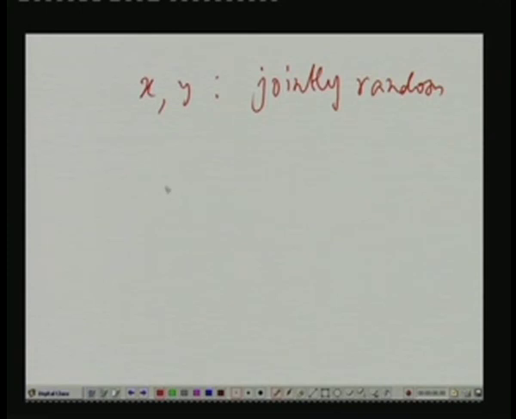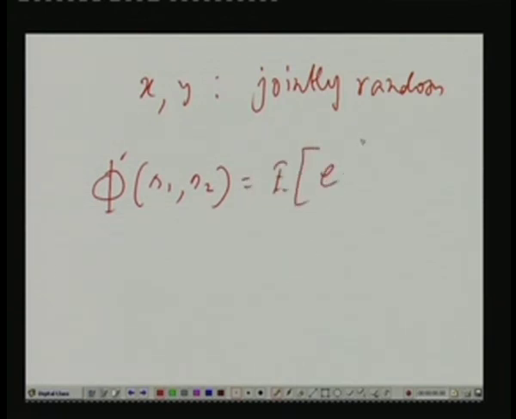then we define this function phi. Maybe we can put a phi prime. I will tell you why I am putting a phi prime. S1, S2 as the expected value of e to the power S1x plus S2y. Now, listen, earlier we had a situation where S1 was equal to j omega 1, S2 was j omega 2, and the entire thing was called the joint characteristic function. It was written as phi of omega 1 omega 2.